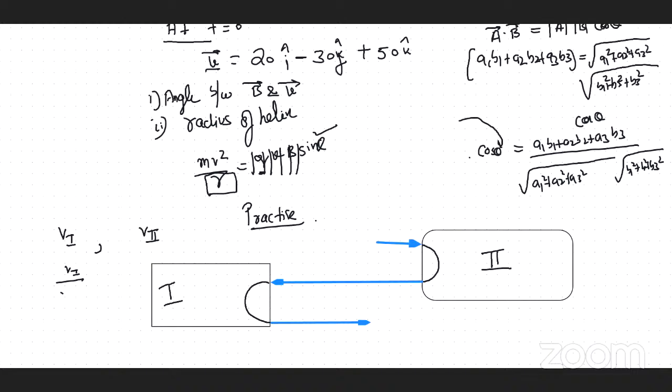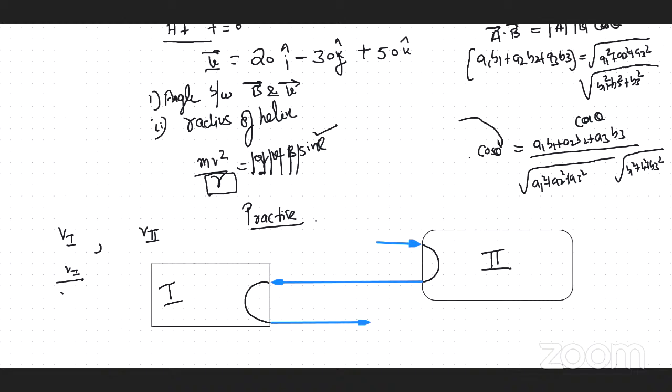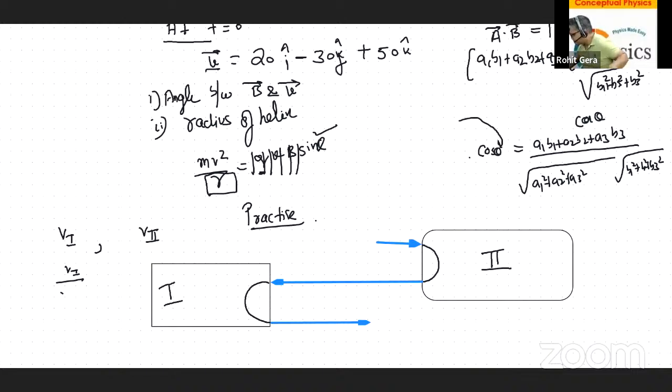So uniform circular motion, right? So therefore v1 is equal to v2 throughout the motion. And your observation that b2 is greater than b1 is also correct. But you should have defined this first. Understood?